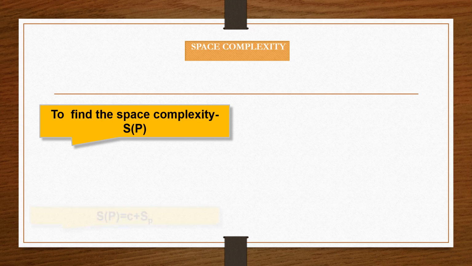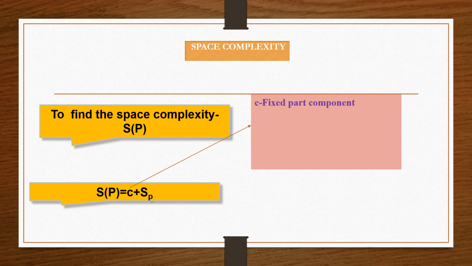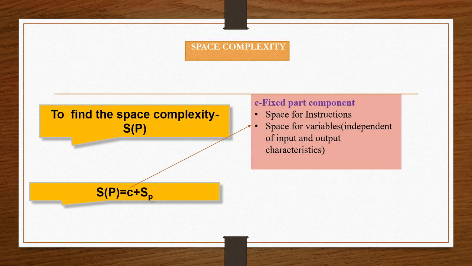So here is the formula for calculating the space complexity. Space complexity S(P) is given by C plus S_P. So what is C? C defines the fixed part, which includes the space utilized for instructions, the space for variables which are independent of your input and output characteristics, and the space for constants.